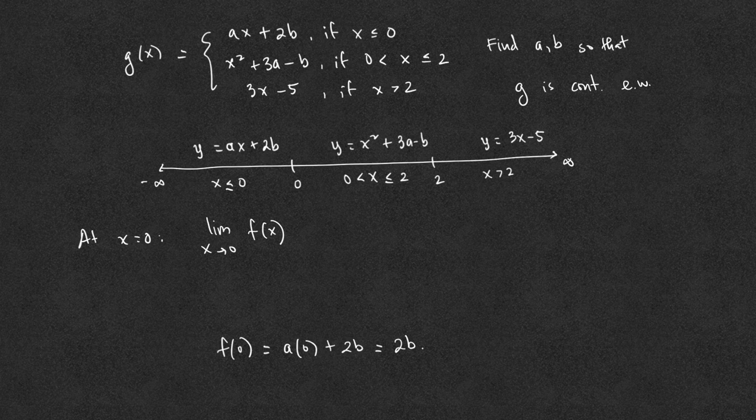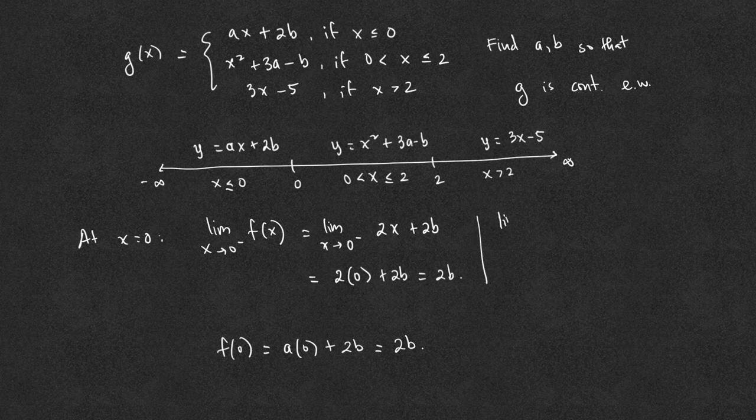For the limit as x approaches 0 from the left-hand side, the part that we would use is ax plus 2b. And this is a polynomial, so we just simply substitute 0 in. And so we have a times 0 plus 2b equals 2b.